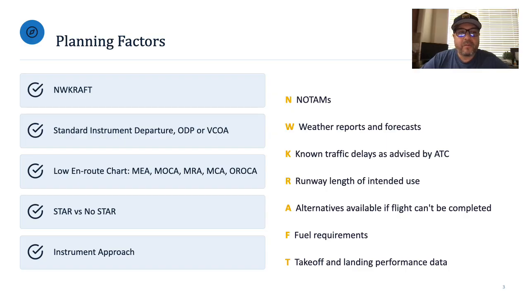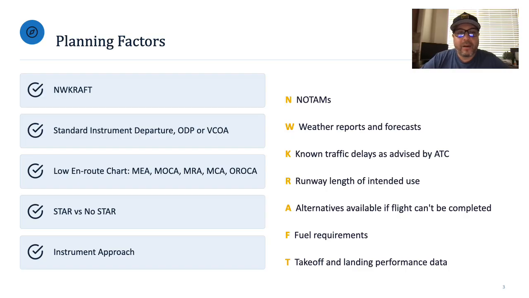Then we're going to go over the standard instrument departures, or an ODP, or a visual climb over the airport. In this case, North Las Vegas, we've got a SID, that's the Northtown 5 departure. Then we go over to the low en route chart. This is where we start planning the actual route.